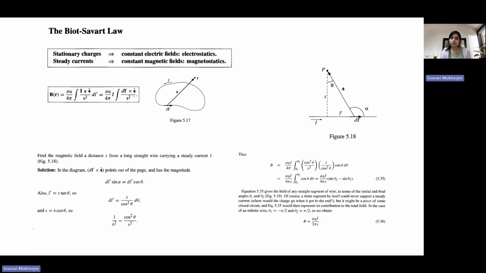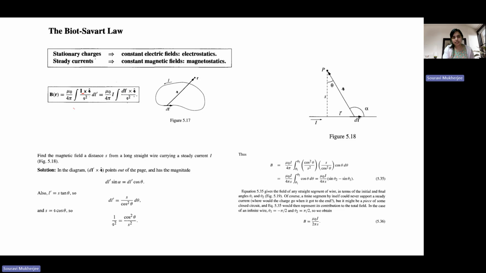Now you can also have magnetostatics, where you have constant magnetic fields. And steady currents are the sources of constant magnetic fields. Okay. So there comes this Biot-Savart's law, which tells us that if you have some current carrying wire, where the current is given as I, and you want to find the effect due to this current carrying wire, what is the magnetic field at a point.